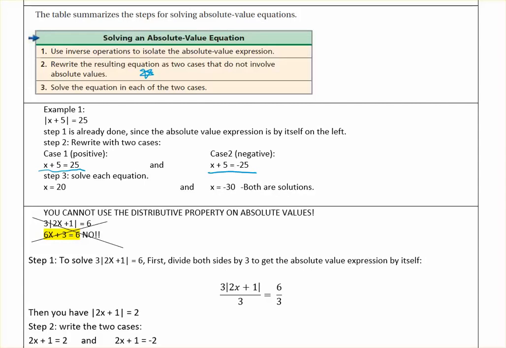And then we solve both equations. So x plus 5 equals 25, I would subtract 5 from both sides and get x equals 20. And over here I would subtract 5 from both sides. Negative 25 minus 5 is x equals negative 30. So our answer is both of these. You write down both of them with "and" in between. They're both solutions.